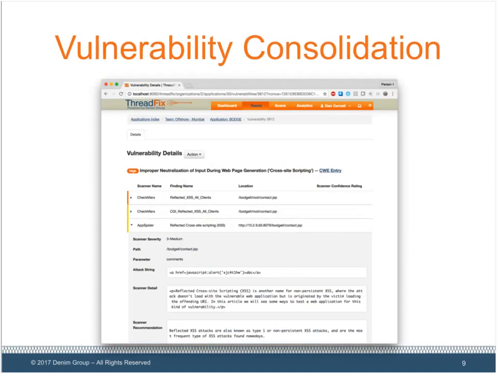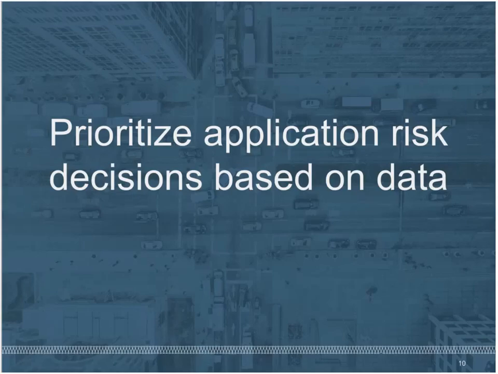So once you have your application portfolio laid out, as we talked about, you can load in the results of all these different testing activities. So static testing, dynamic testing, IAST, manual reviews, third-party bug reports, and so on and so forth. And ThreadFix is going to normalize that data and give you a single list. Given that single list, you can start to prioritize these risk decisions based on data.